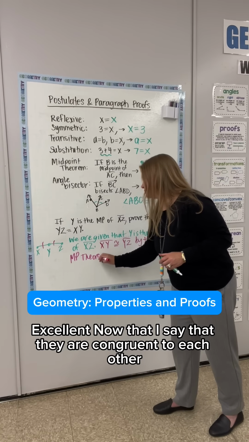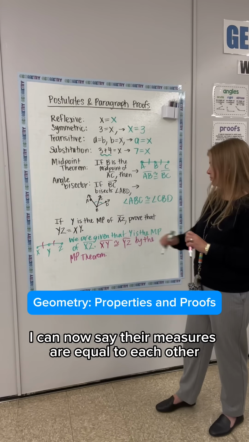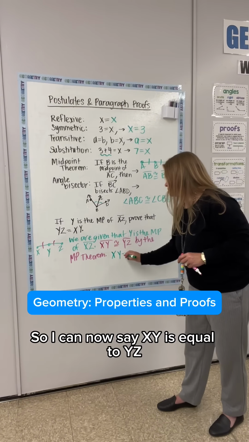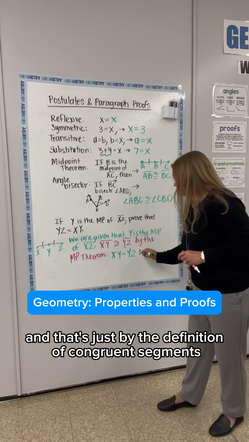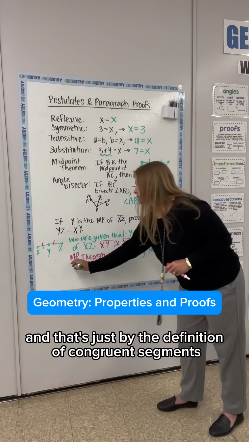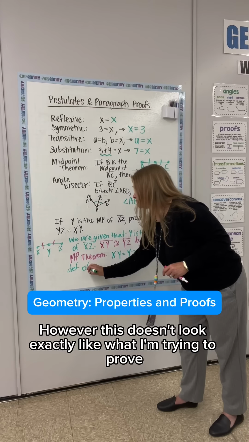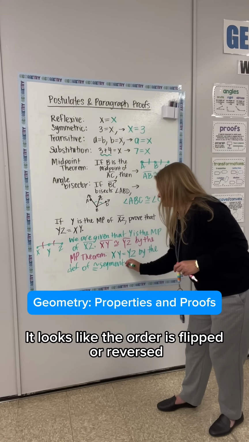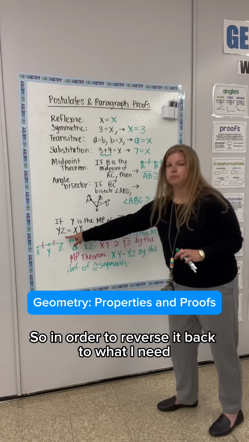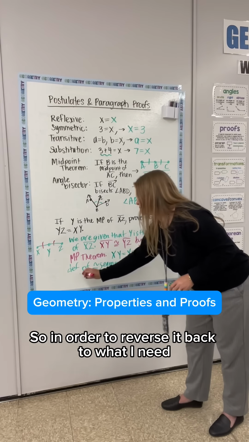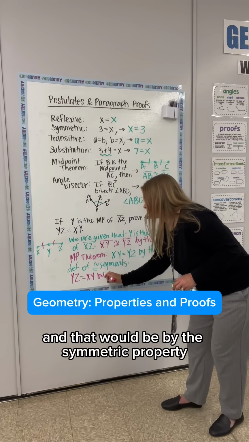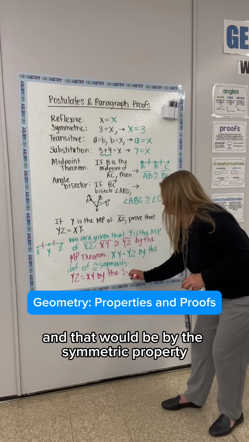Excellent. Now that I say that they are congruent to each other, I can now say their measures are equal to each other. So I can now say XY is equal to YZ, and that's just by the definition of congruent segments. However, this doesn't look exactly like what I'm trying to prove. It looks like the order is flipped or reversed. So in order to reverse it back to what I need, I can now say YZ is equal to XY, and that would be by the symmetric property.